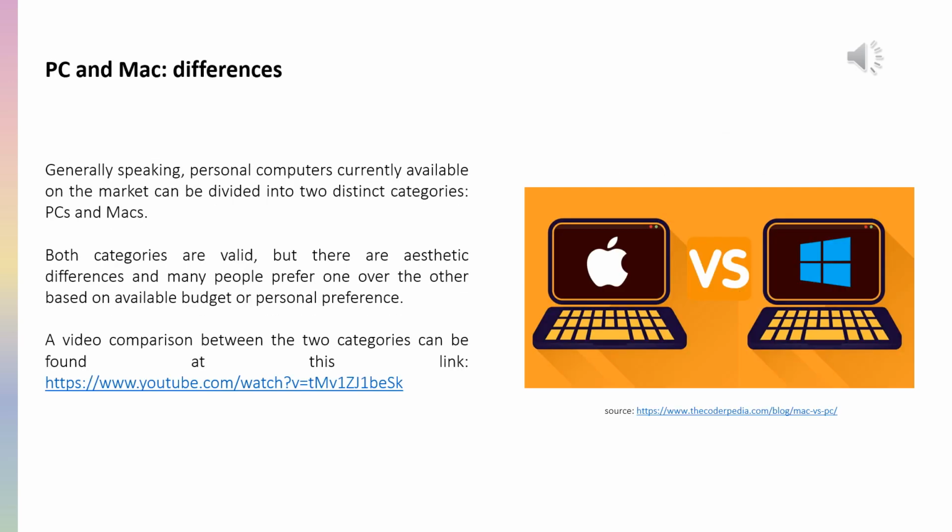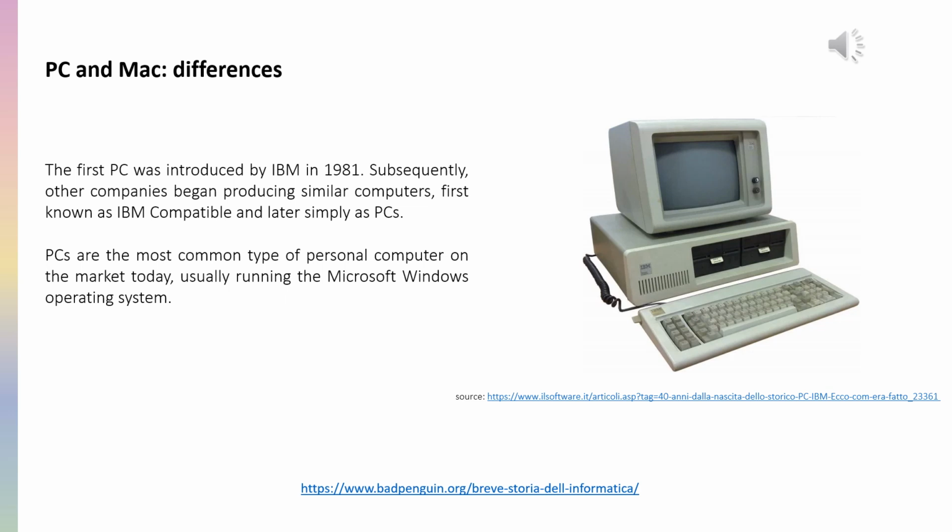In general, personal computers currently available on the market can be divided into two distinct categories, PCs and Macs. Both categories are valid, but there are aesthetic differences and many people prefer one over the other based on available budget or personal preference. The first PC was introduced by IBM in 1981. Subsequently, other companies began producing similar computers, first known as IBM Compatible and later simply as PCs. PCs are the most common type of personal computer on the market today, usually running the Microsoft Windows operating system.